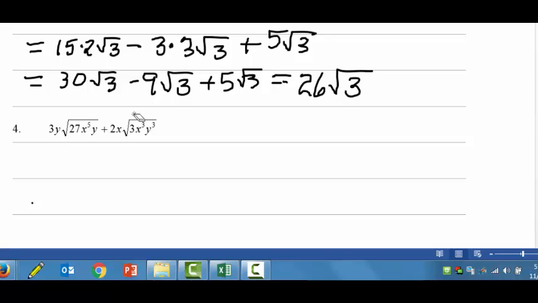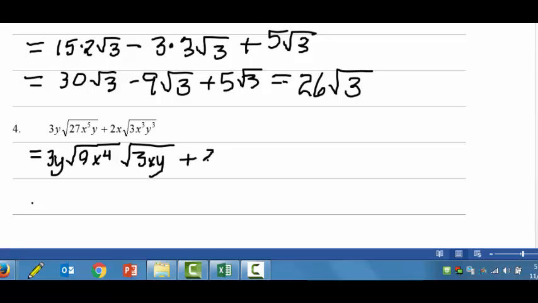All right, so let's look at this next one, which also needs to be simplified. We have 3y times the square root of 27x to the 5th y. The perfect square factors of this are 9x to the 4th. And we're going to multiply that by 3xy so that the radicands multiply back to give that original radicand.